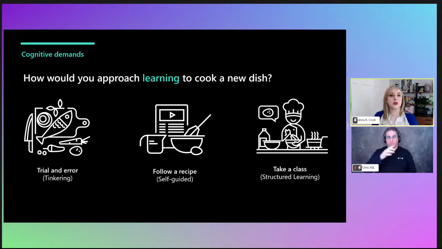For example, how would we approach supporting someone learning to cook a new dish? Now, some people would approach this with trial and error, tinkering with different ingredients and processes. Some people might prefer self-guided learning by following a recipe, using a blog post, a video, or maybe a cookbook. And some people might want to take a class where they receive structured and guided learning. Meeting all of these different learning types can create a positive learning experience for all different types of users.